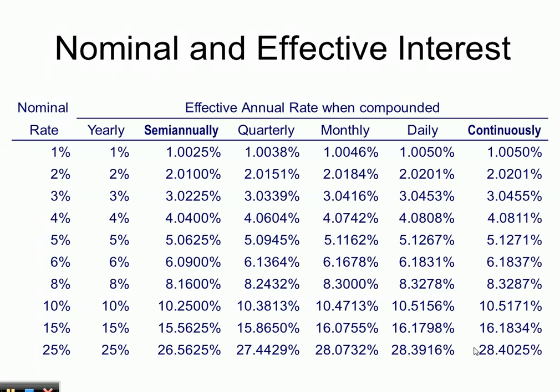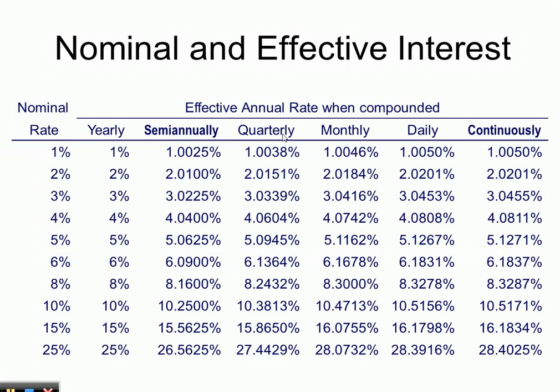Well, let's take a look at this table. This table gives us the nominal rate and the effective rate. So the nominal rates are 1%, 3%, and so on, and the last row is 25%. The yearly rate is the same as the nominal rate. But if we compound twice per year, semi-annually, you can see that the effective rate is larger than 1%. This 26 and some is larger than 25%.